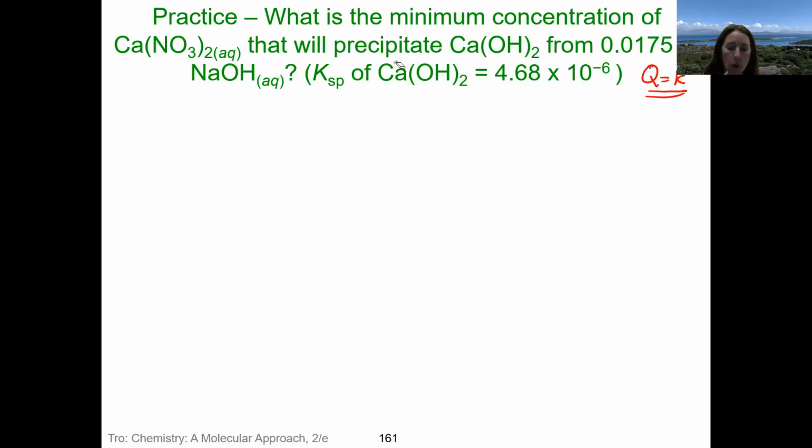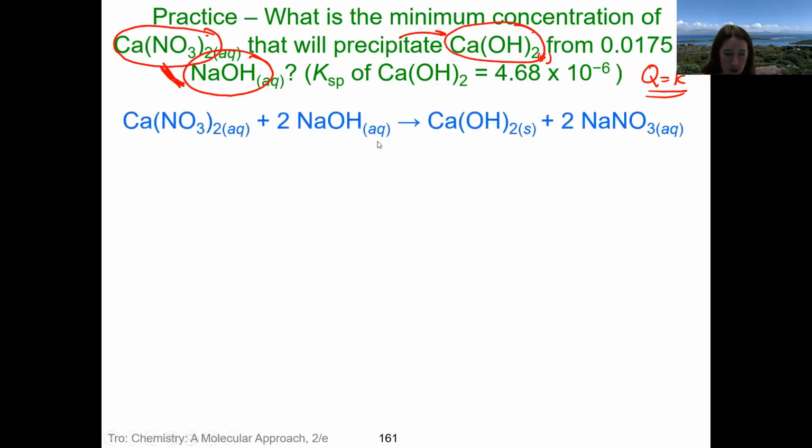So we've got, what is the minimum concentration of calcium nitrate that will precipitate calcium hydroxide from 0.0175 molar sodium hydroxide? Oh, okay. So let's figure out what we have here. So this is our solid. Why? Precipitate means this is a solid. So we're adding this plus this. So this is our double displacement reaction, and this is our product. So this is what they're talking about.